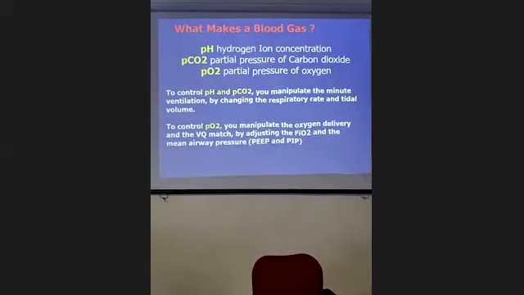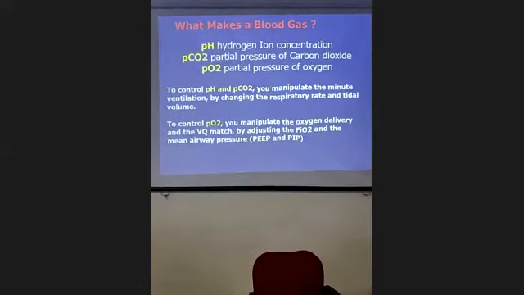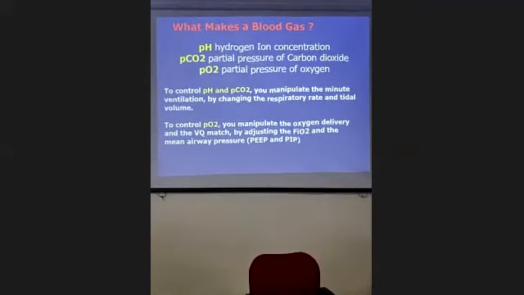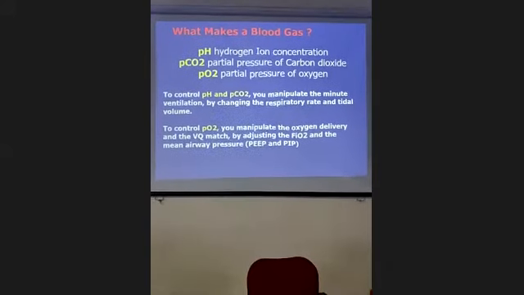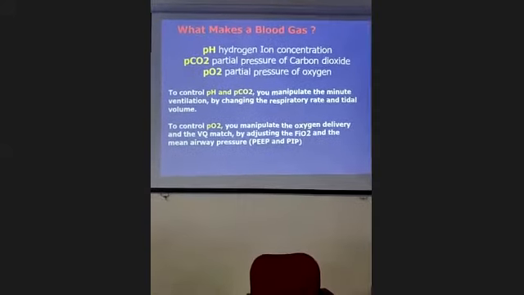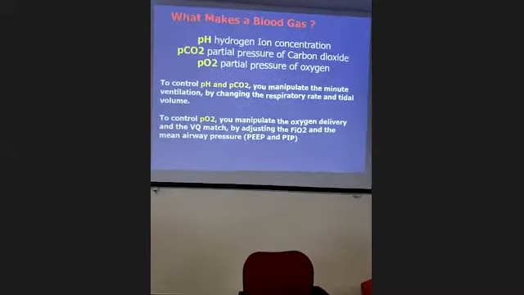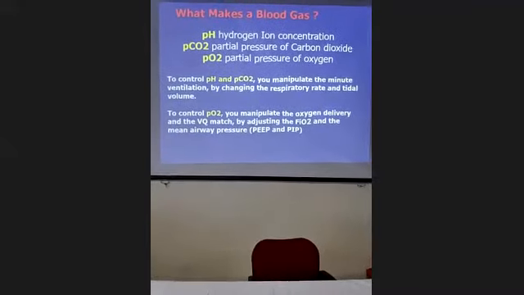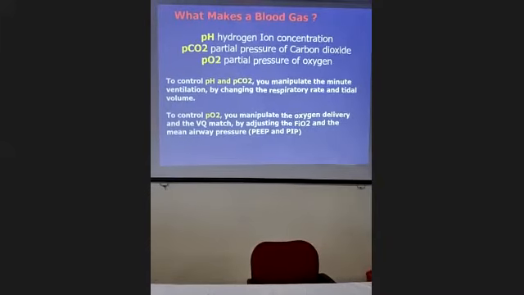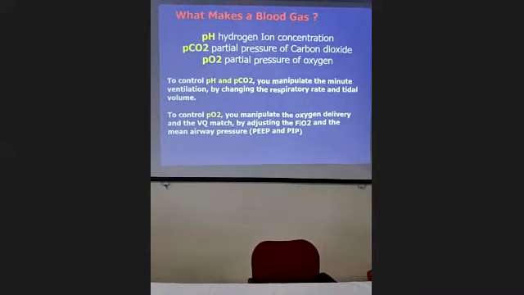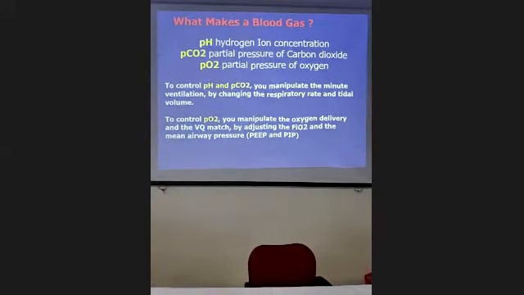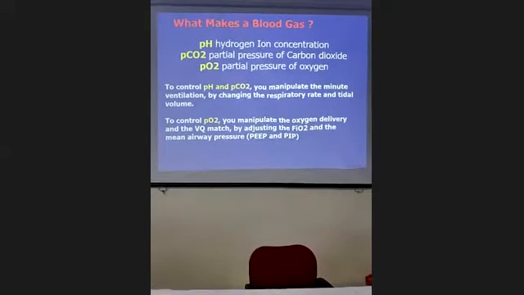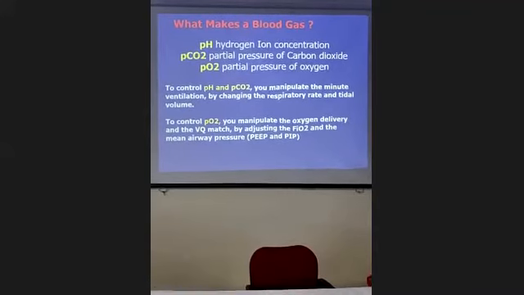But PO2, why PO2? Because the gases given by the ventilator go through the lung under pressure. So if it is going under pressure, it has to take care of the partial pressure. So we measure the partial pressure of oxygen inside the blood. We measure the partial pressure of carbon dioxide inside the blood. So that is why PCO2 and PO2.